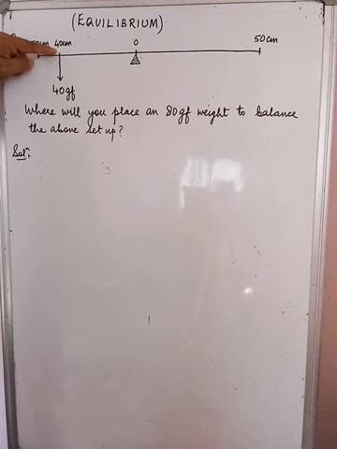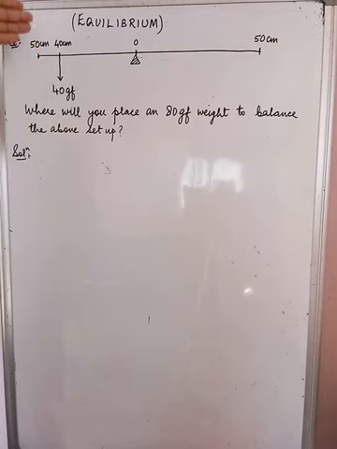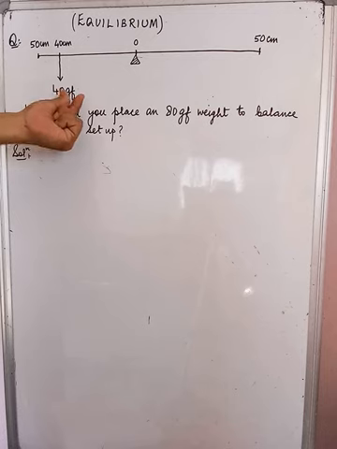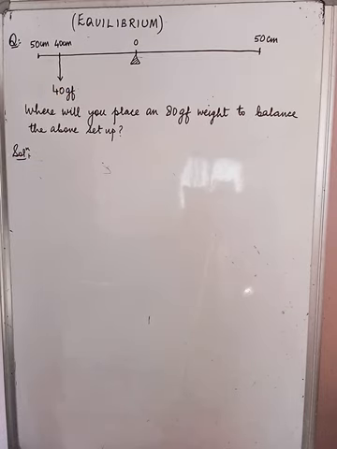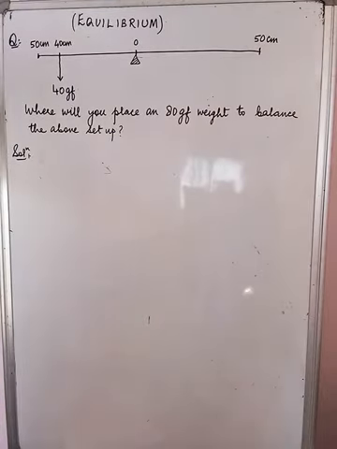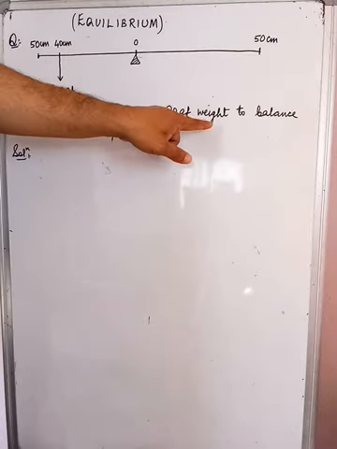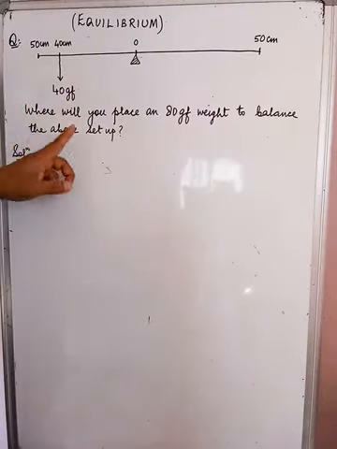At the 40 centimeter mark on the left side, you have a 40 GF force acting in the downward direction. GF, if you remember, in one of the previous lectures I had discussed, is one of the units of force, the gravitational units of force. The question is, where will you place an 80 GF weight to balance the above setup?